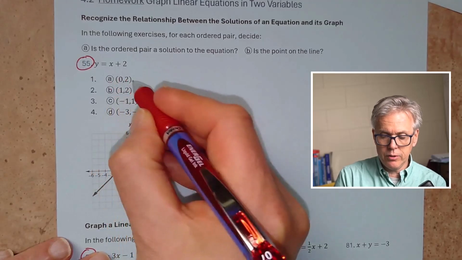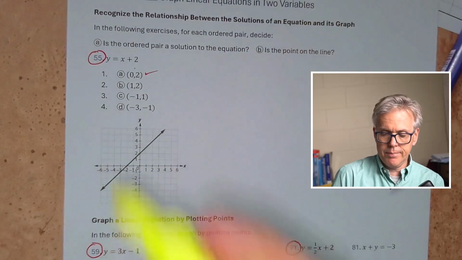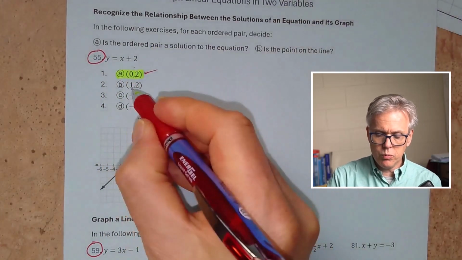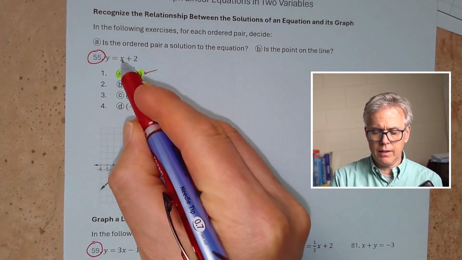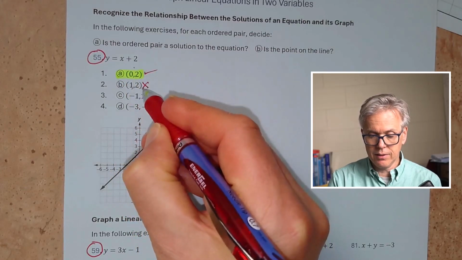When you put a 0 in, you get a 2. It is. So A is. I'll go ahead and maybe use my highlighter here. Yes, that one does work out. How about the next one? Is 1, 2 a solution? Well, no, because 1 plus 2 is 3, not 2. So that one is not a solution.